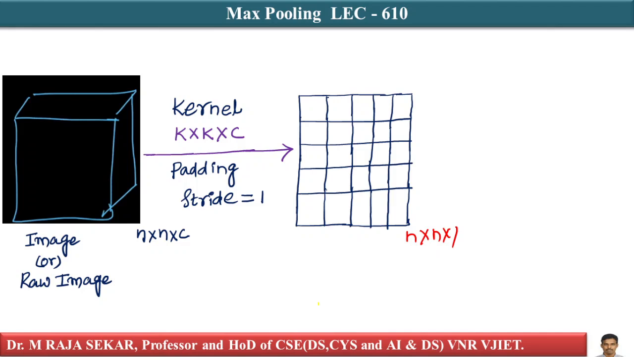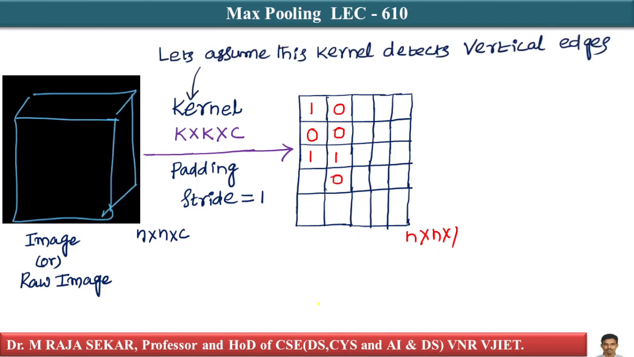Let's assume I have got 1 here, which means an edge is present here. Let's assume I have got 0 here, 1 here, and 0 here. So some 1s here, some 0s here. Let's assume I have these values.